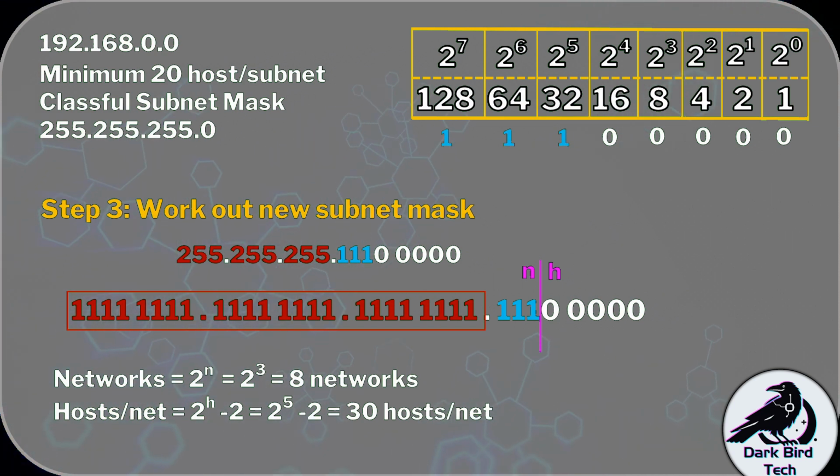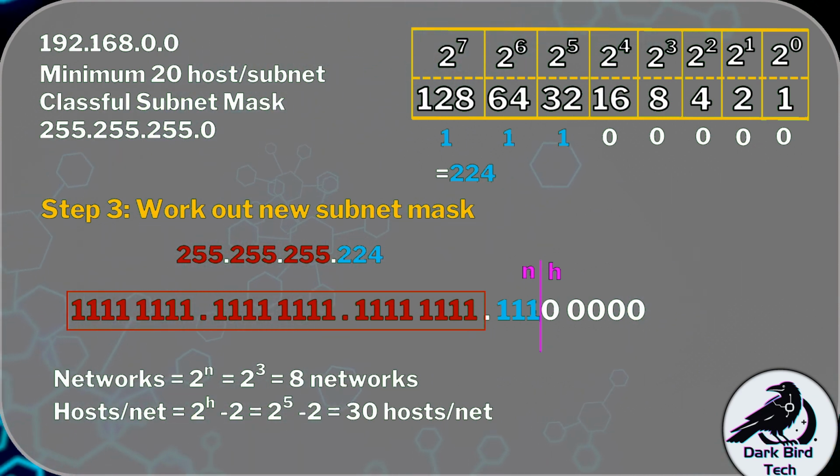128 plus 64 is going to give you 192. 192 plus 32 is going to give you 224. Fantastic. So although that looks very weird, and you might feel like that's wrong, I promise you, that is now the new subnet mask. 255.255.255.224. Cool. Now what's next?